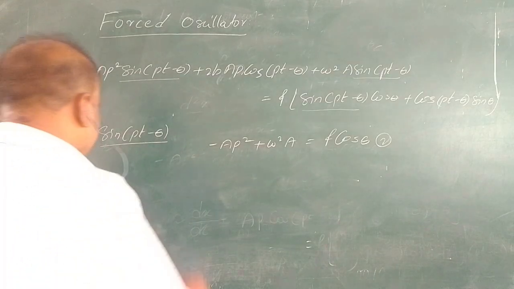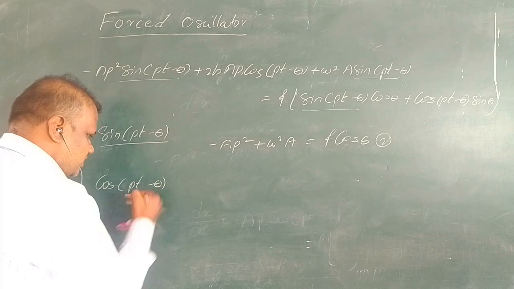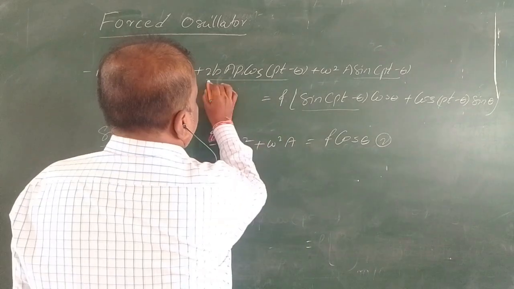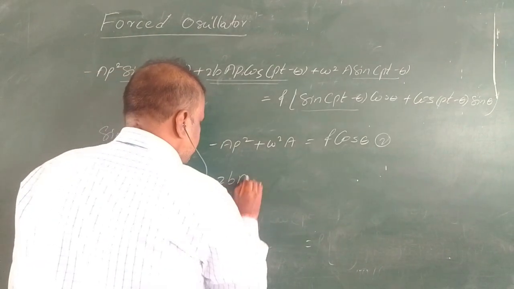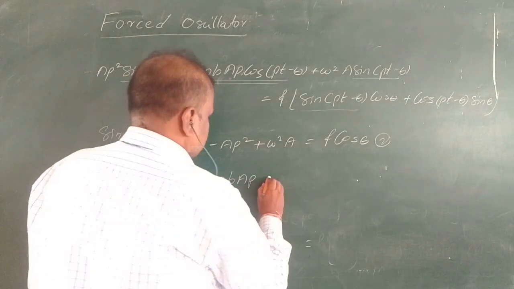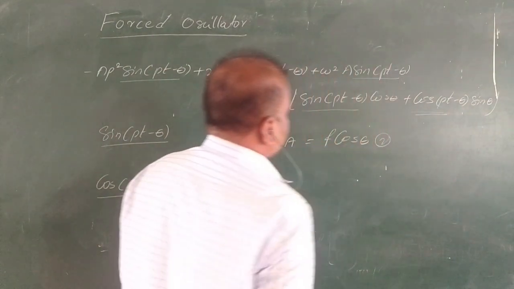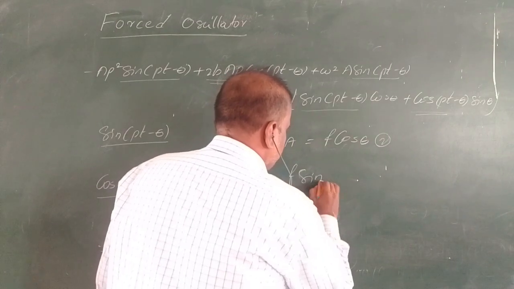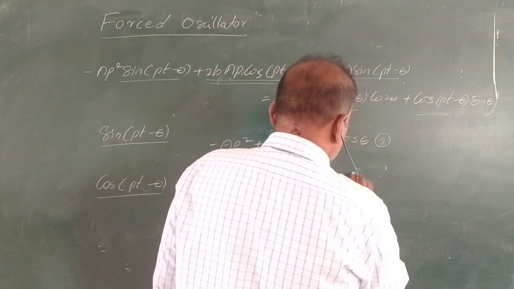Similarly, I am going to compare the cos(pt minus theta) term on both sides. Here we have only one term on the left hand side, 2b a p, which equals, on the right hand side, f sin theta. So this is equation number 3.